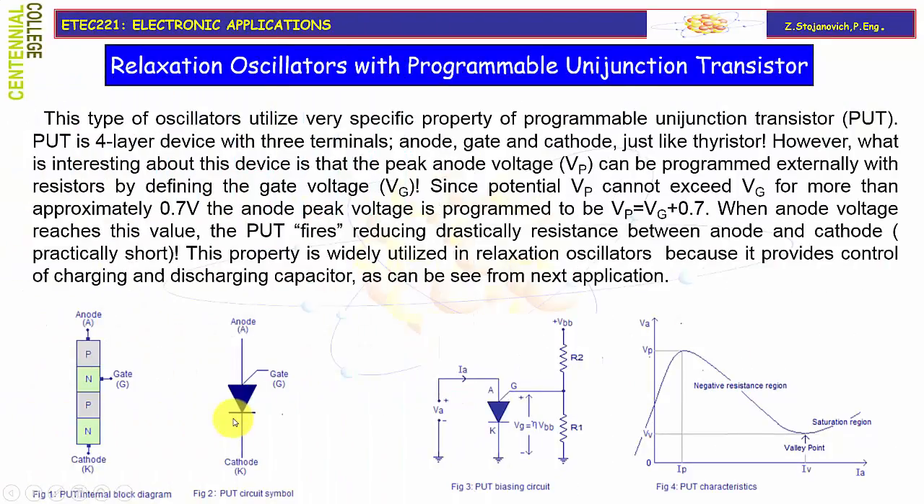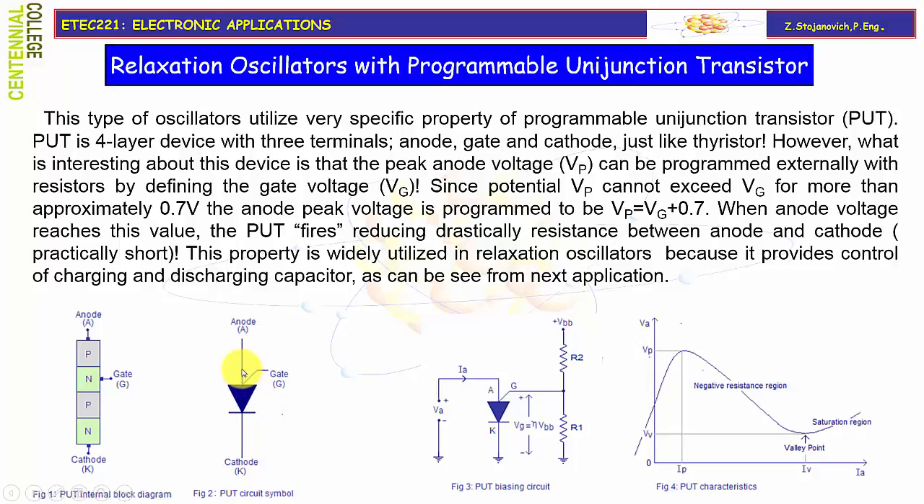Relaxation oscillators with programmable unijunction transistor. This type of oscillator utilizes a very specific property of the programmable unijunction transistor, or PUT. PUT is a four-layer device with three terminals, as can be seen from this internal block diagram: anode, gate, and cathode. So this will be the anode on the symbol, gate, and cathode, just like a thyristor has. From that perspective, PUT looks more like a diode rather than a bipolar transistor. It's just that it has a third terminal, the gate, which can be used to define the conduction point of the diode.